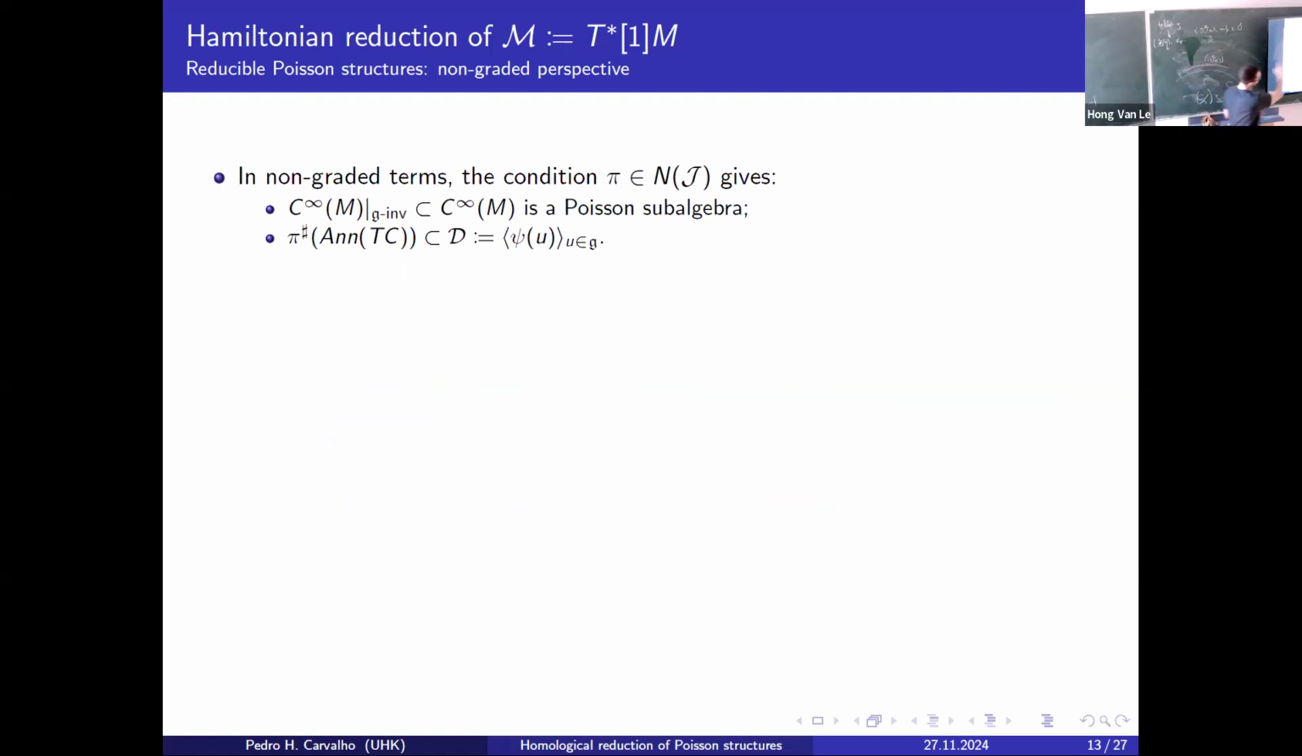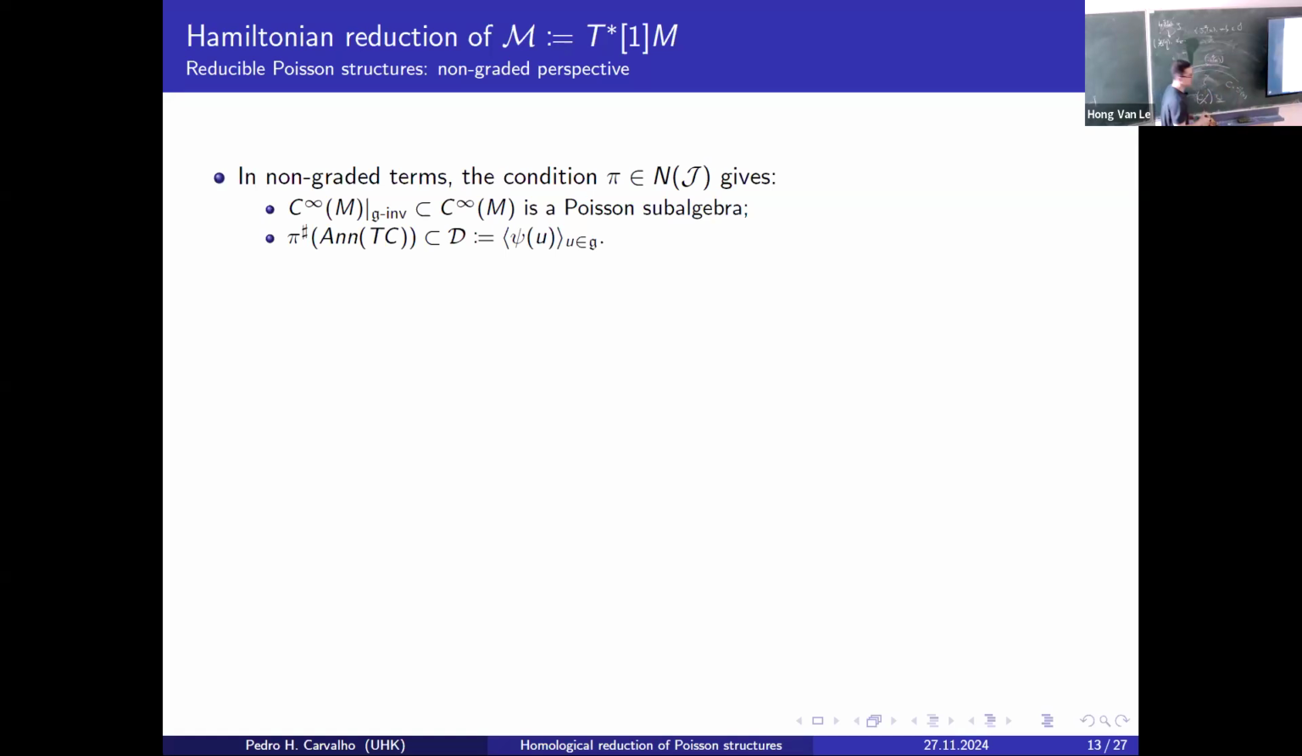So one thing, this condition says that these functions that restrict to gauge invariant functions on C form a Poisson algebra. This is one thing. And the other thing is this pi sharp of the annihilator of the tangent. This is contained in this distribution here.